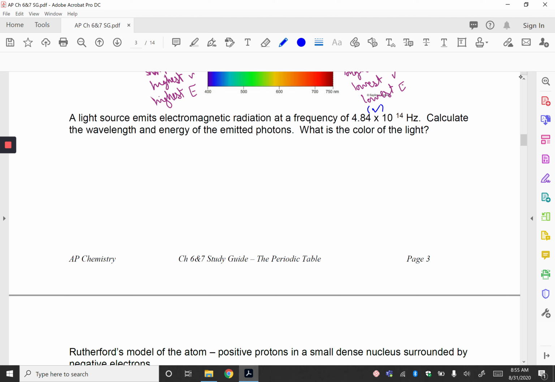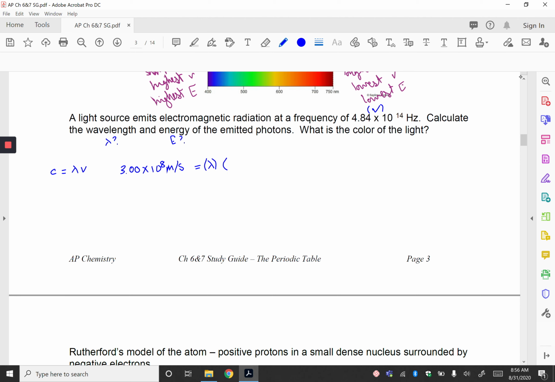So I need to find the wavelength and I need to find the energy. And then I also need to figure out what color it is. So let's start with the wavelength. So I need to find an equation that links between the wavelength and frequency. And so that would be c equals lambda nu. I know that my c is 3.00 times 10 to the 8th meters per second. That's the speed of light, is equal to lambda, which is what I'm solving for.